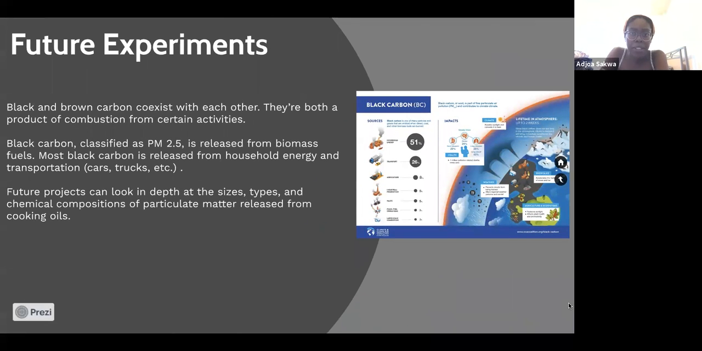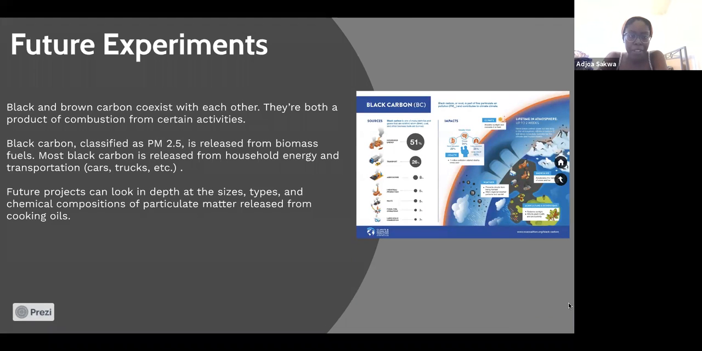And so what's next is they're probably going to study more about the black and brown carbon that coexist with the oil as it was evaporated, as well as the effects of what they can do to human health and the environment. So far, we know that black and brown carbon coexist together, and they're due to combustion from certain household activities and other activities as well.